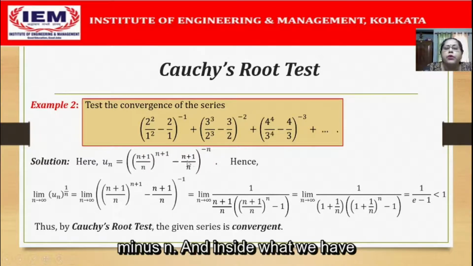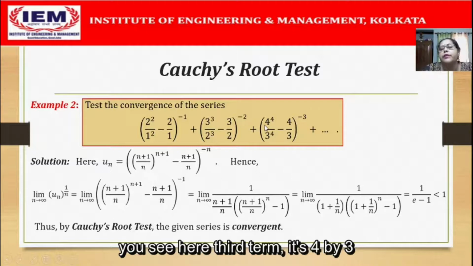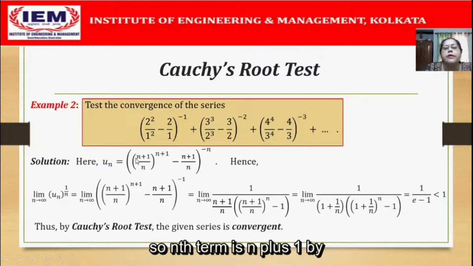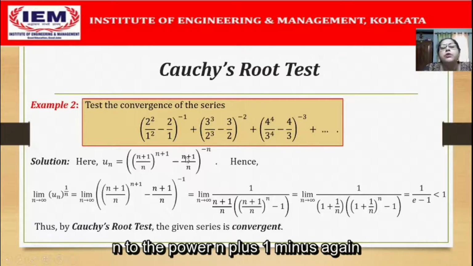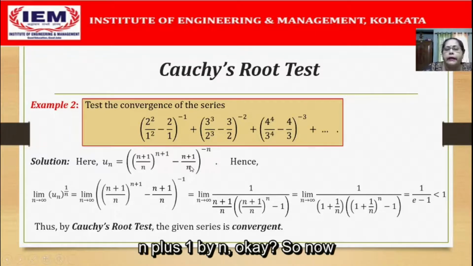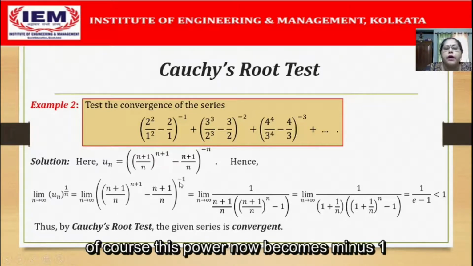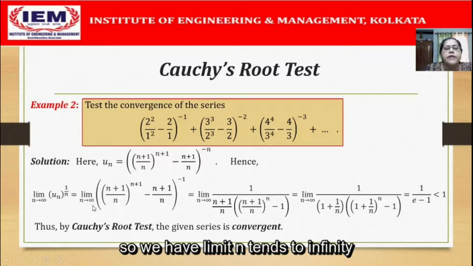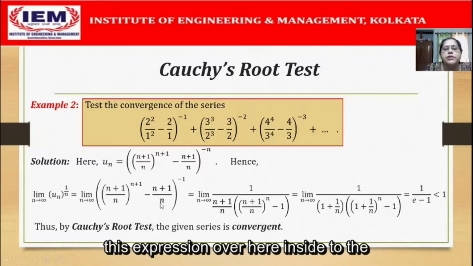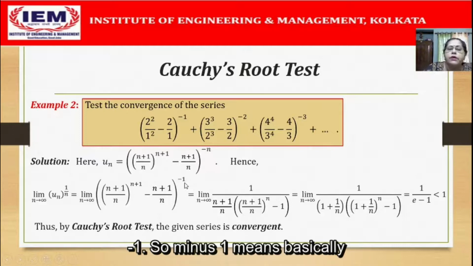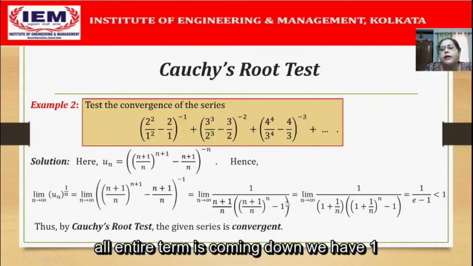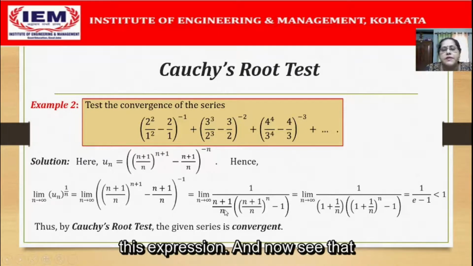And inside, what do we have? The third term is 4 by 3, so the nth term is (n plus 1 by n) to the power n plus 1, minus again n plus 1 by n. Now as we take the nth root of this term, of course this power becomes minus 1. So we have limit n tends to infinity of this expression inside, to the power minus 1. Minus 1 means the entire term comes down, so we have 1 by this expression.